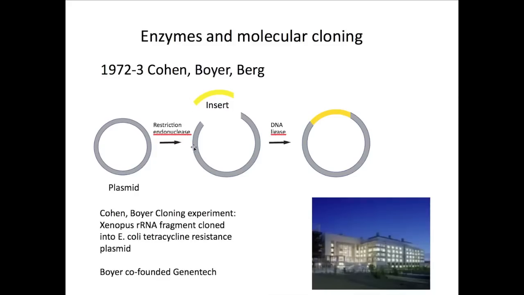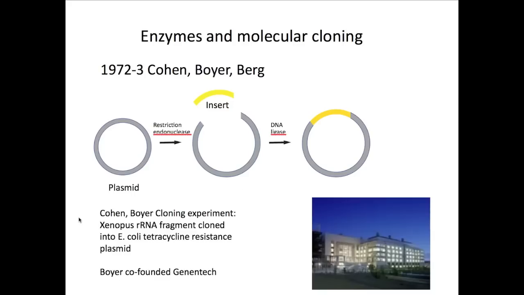So there were several experiments leading up to this one that I described here, but the most striking example might have been when these guys cloned a piece of African clawed frog, or Xenopus, ribosomal RNA. A fragment of the DNA of it was cloned into an E. coli tetracycline resistance plasmid and was able to be propagated in the bacteria.